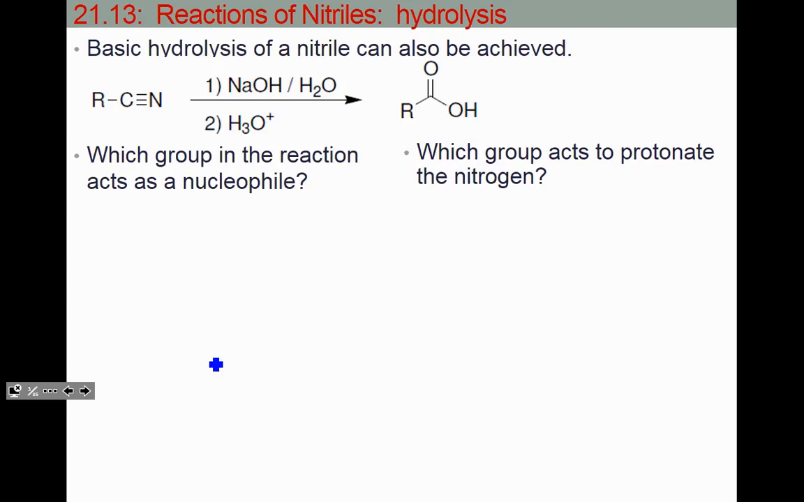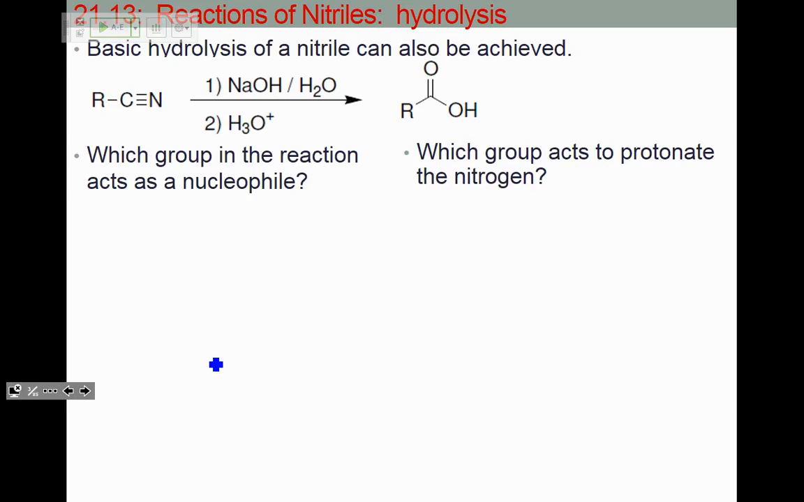So we were talking about reactions of nitriles and hydrolysis. We can also look at hydrolysis under basic conditions. And of course, we're going to hydrolyze the nitrile all the way to the carboxylic acid. We don't lose any carbons, but we do lose that nitrogen.